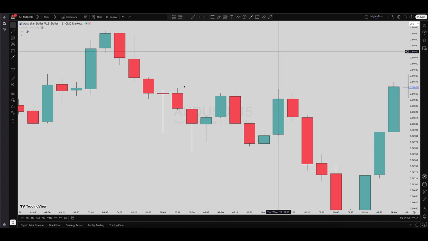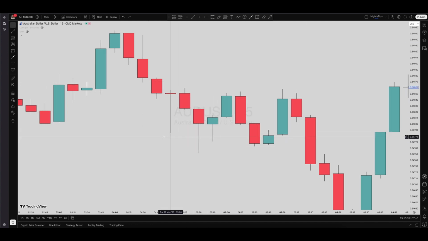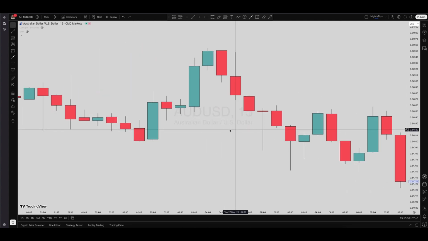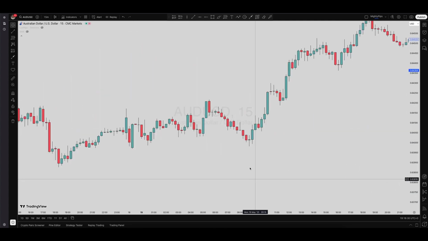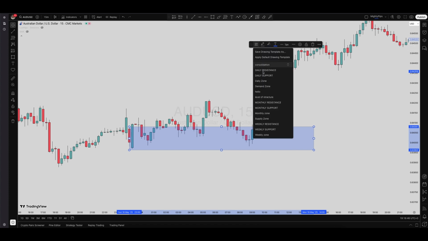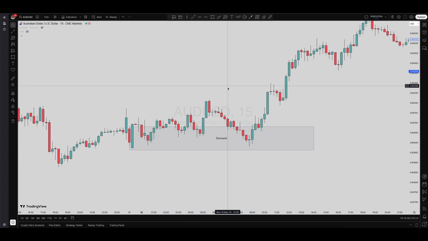You make sure you only take trades, or only take confirmations, when this forms around support, okay? Around support or around demand, all right? So here we have an example of demand. This is a demand area right here, okay? That is a demand area right there, okay?